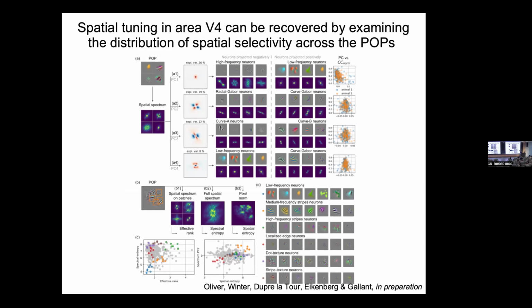You can basically take this principal component solution for each of the metrics. Here we use several different metrics, and you can aggregate those together in order to get an objective classification of these 4 neurons rather than eyeball classification. And in that case, what you see is low frequency neurons, medium frequency neurons, high frequency stripes, localized edges, these really hideously complicated dot texture neurons.